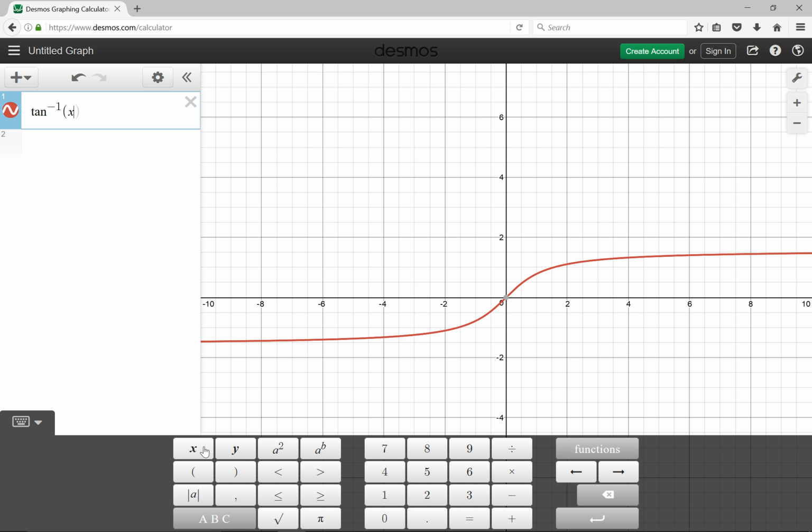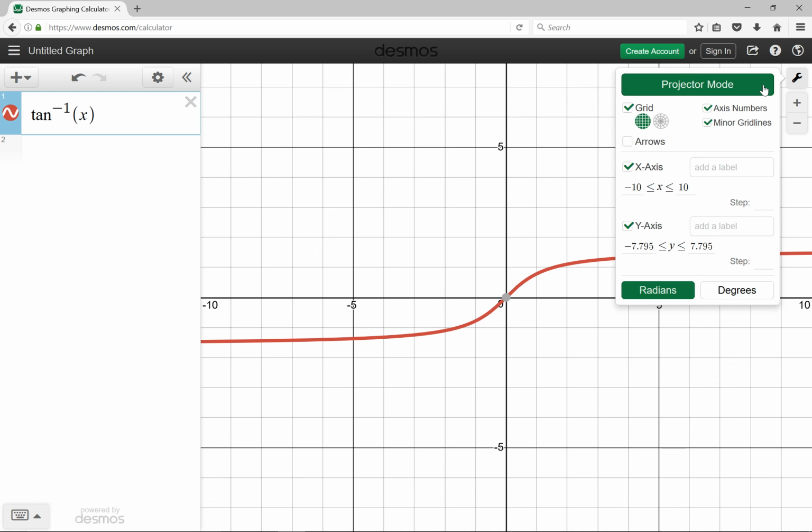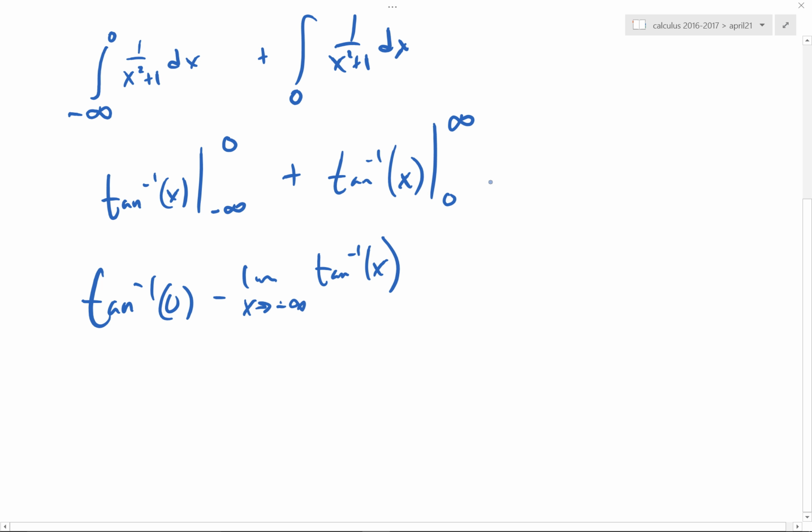What is it approaching as you head that way? It's approaching negative pi over 2. So that's negative pi over 2 on this side. That should be a minus there. I'm doing just this portion here right now. So 0 minus a minus pi over 2. There we go.